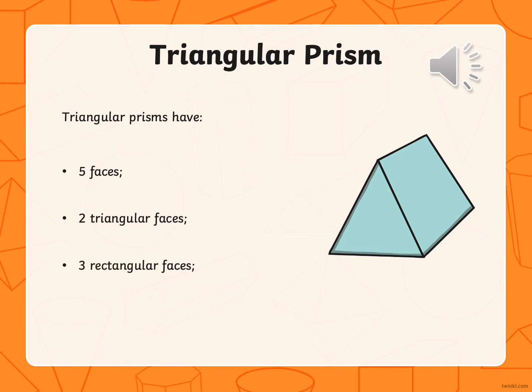Triangular prism looks a little bit like a tent or a Toblerone bar. This shape has 5 faces. 2 of the faces are triangles, so the face facing you that you can currently see is a triangle, and that will be the same at the other side. And it also has 3 rectangular faces.